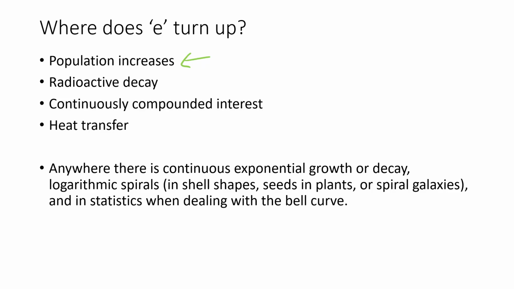Logarithmic spirals, and you will see these in biology, in cell shapes, seeds, in plants. You can see it in spirals, including spiral galaxies. When you're doing those kinds of calculations, the number E is going to show up. And in statistics, when dealing with the bell curve, that's your normal curve. So this number does turn up. It's not just a random thing that you encounter in your algebra class and call it a day.